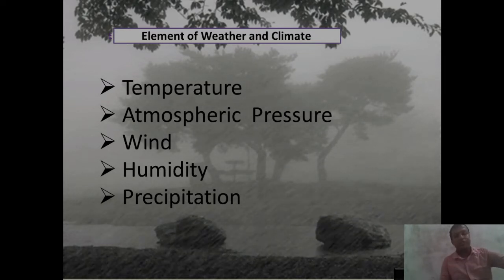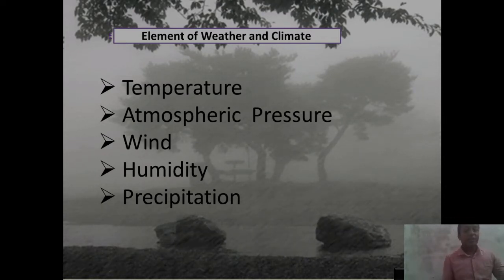Likewise, humid conditions. Dear students, you might have read about humidity in class ninth, and in the weather conditions at this particular time you receive very high humidity, and your perspiring, sweating body shows that. And precipitation, you quite often note these days that you receive precipitation.